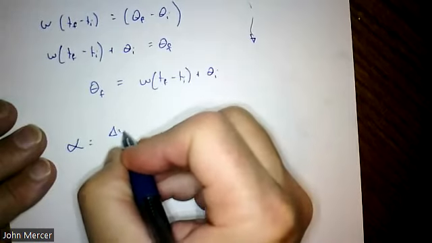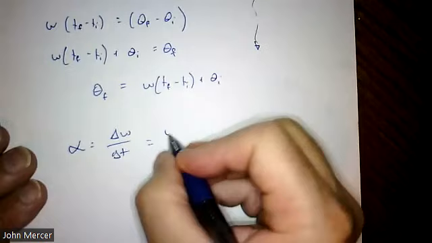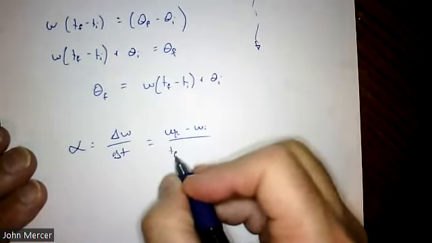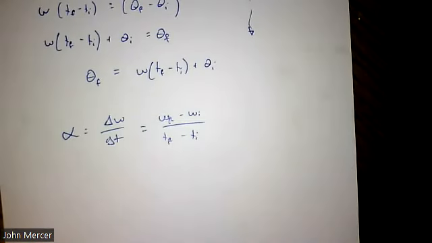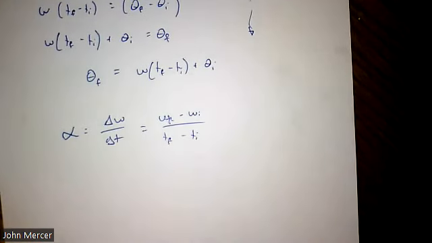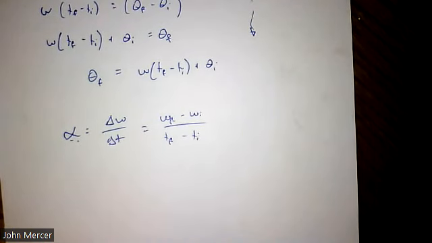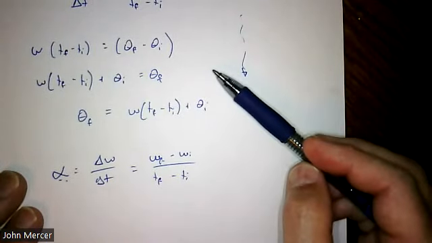Alpha equals delta omega over delta t. Practice rewriting this, final minus initial, and you can see it's the same format as the previous equation. As we get deeper into biomechanics, we'll have more equations for alpha, but right now we just have the one. So really the math problems are not that bad.